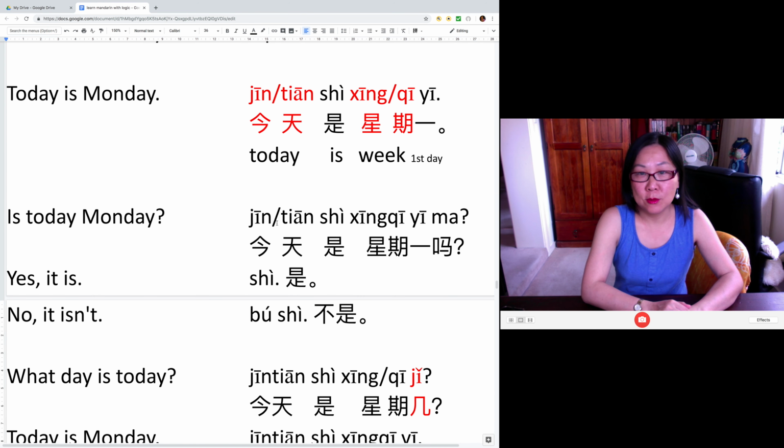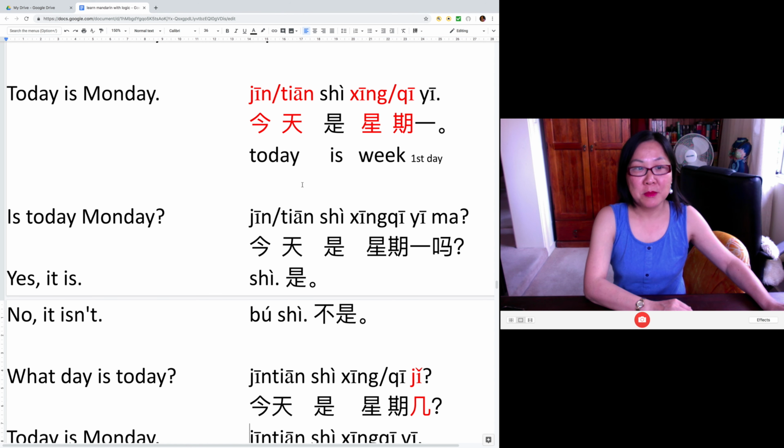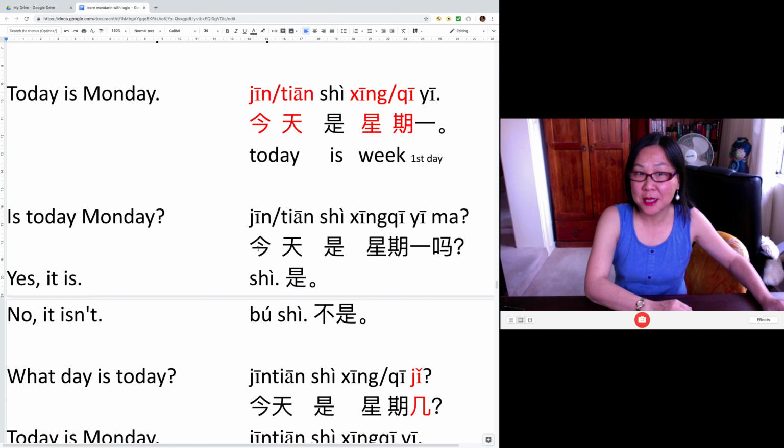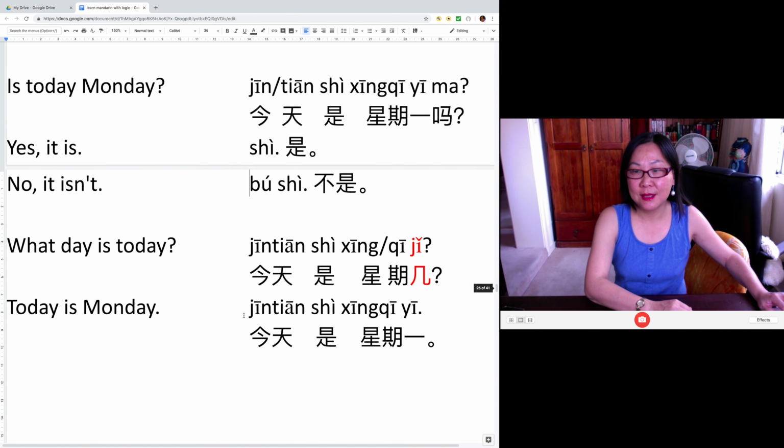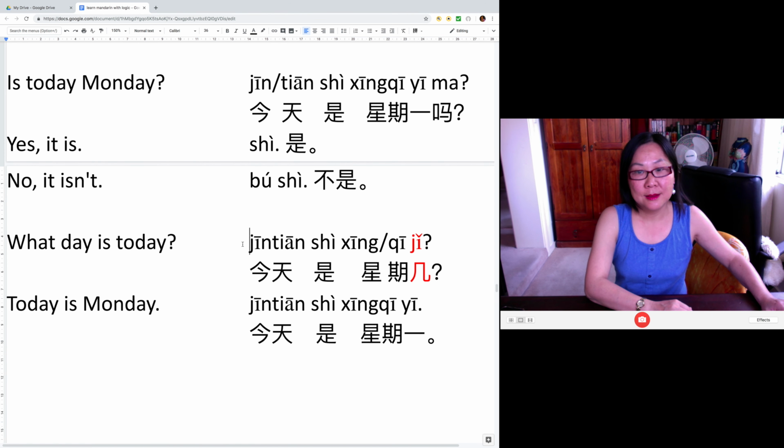Let's go over all the sentences again. From the statement, 今天是星期一. To the general question, 今天是星期一吗? 是. 今天是星期一吗? 不是. The special question, 今天是星期几?